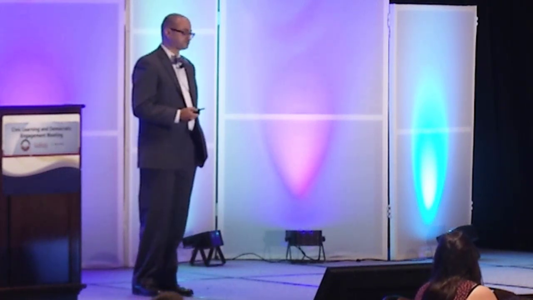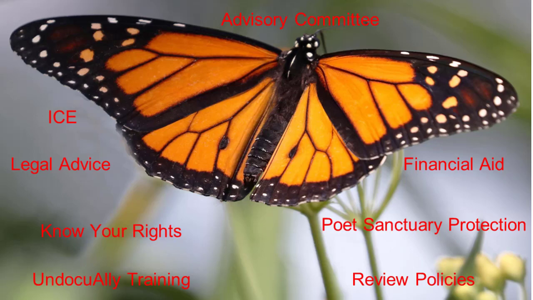But what can your campuses do? What can you do? Well, this image of the monarch butterfly has become a symbol for our undocumented students, for our immigrants. One, because the monarch butterfly is resilient.